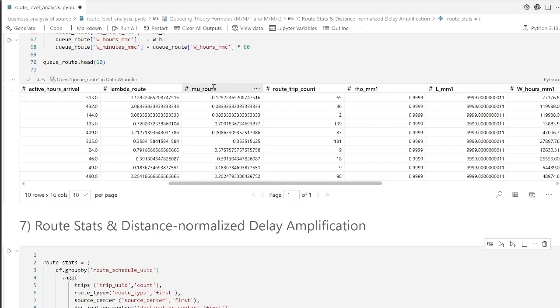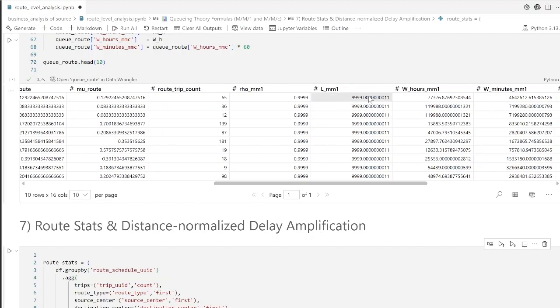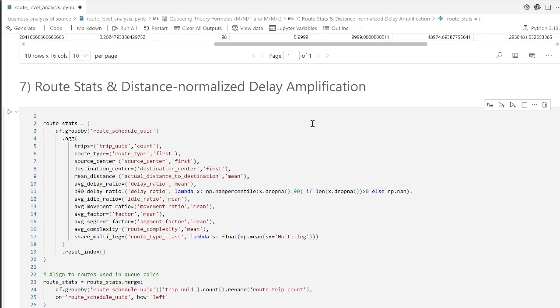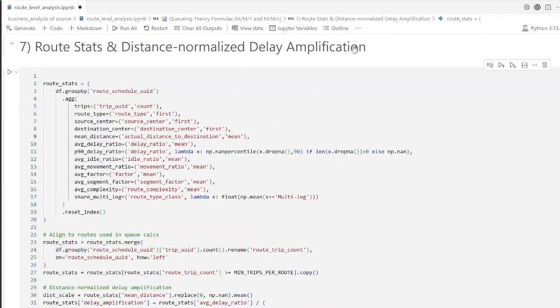Which route has the most poor servicing rate, which route has the maximum expected arrivals, and which route has the maximum wait time, which is the total of arrival time plus the processing time on that route. So from here also we can diagnose a lot of issues in our system. But now let's look at delay amplification.